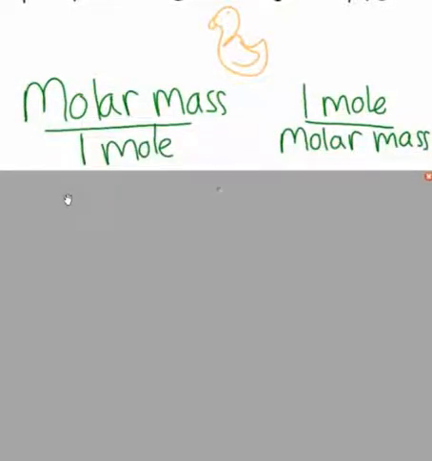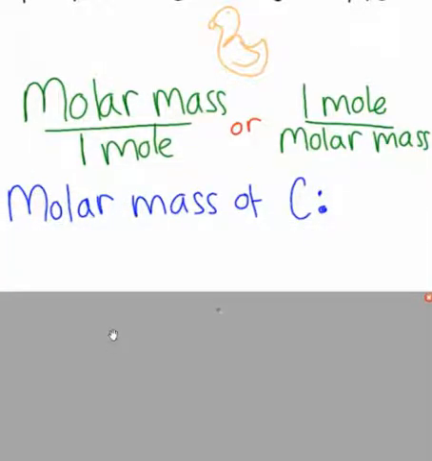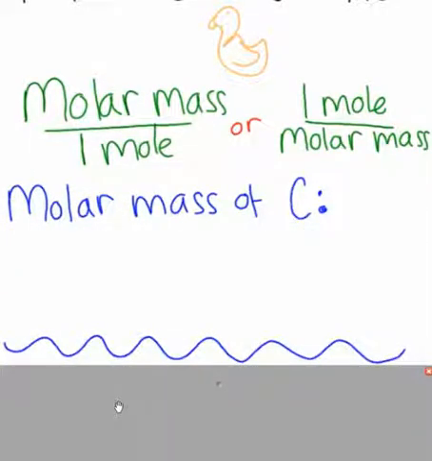Now, in the last video, we talked about how to write that out with numerators and denominators. Here it is again. So you could either write the molar mass over 1 mole, or you could write 1 mole over the molar mass. This is going to be really useful when you get to more complicated equations. So you're going to really thank yourself for practicing writing them out in this way. So let's try that out. I'll show you an example.